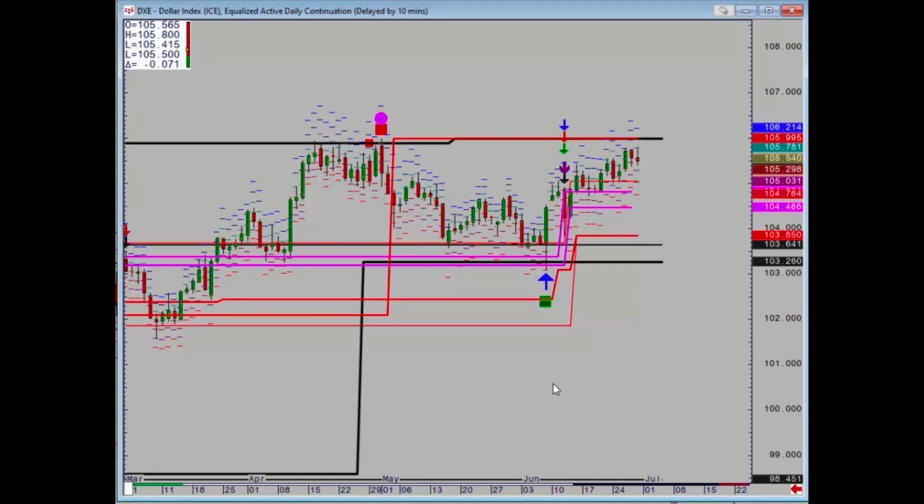So we begin with the dollar index. New highs for the trend, but we haven't made it to the major upside target at 105.99.5. Support begins at 105.05. Critical level 104.47. Close below there would be negative. Target the major zone 103.85 to 65.